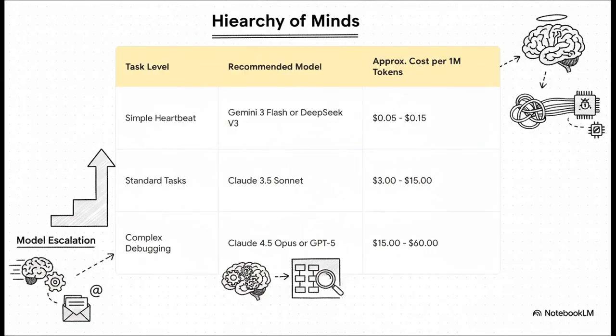So how do you manage this token tax? Well, the smartest strategy is called model escalation or hierarchy of minds. You don't use a single, expensive, genius-level brain for everything. Instead, you have a whole team of brains. You use a cheap, fast brain to handle all the simple, repetitive stuff, and you only wake up the expensive, super smart brain when you have a really tough problem that requires some deep thinking.